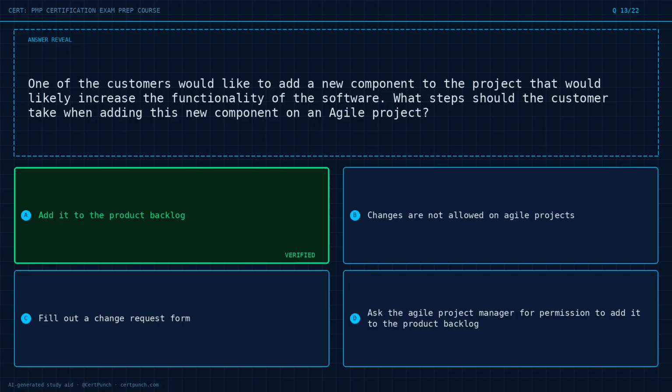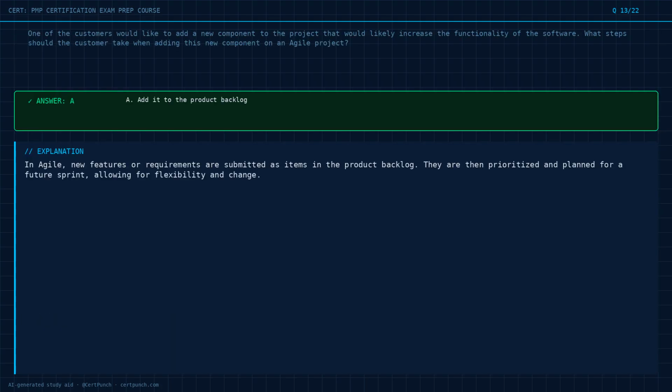The answer is option A. Exam logic. In Agile, new features or requirements are submitted as items in the product backlog. They are then prioritized and planned for a future sprint, allowing for flexibility and change.